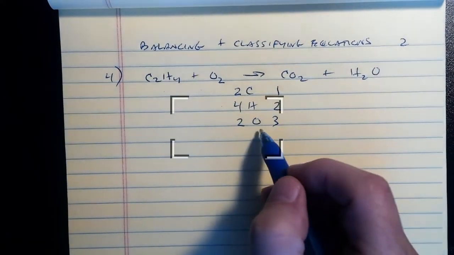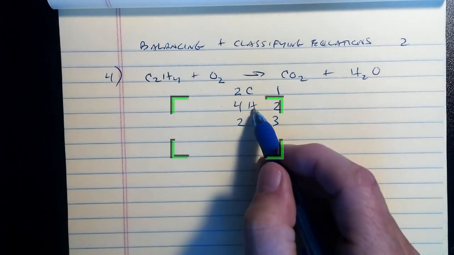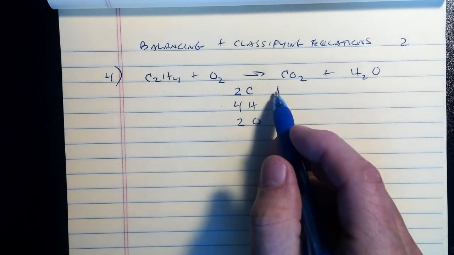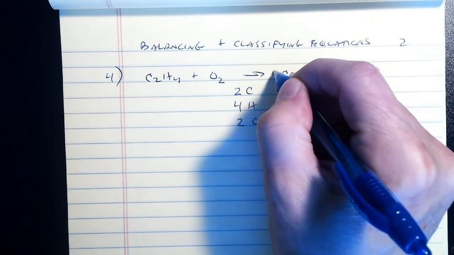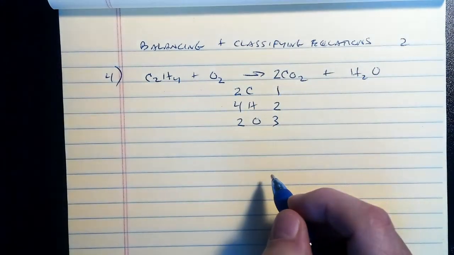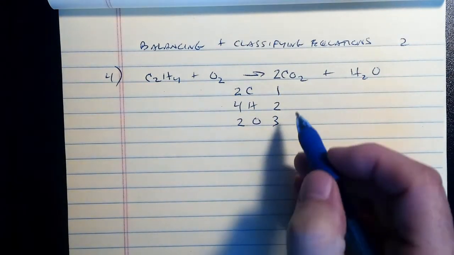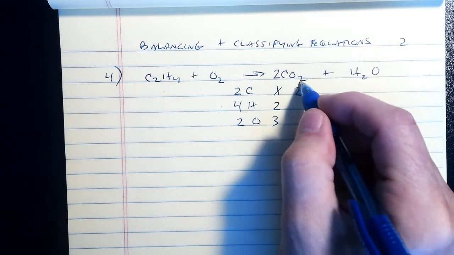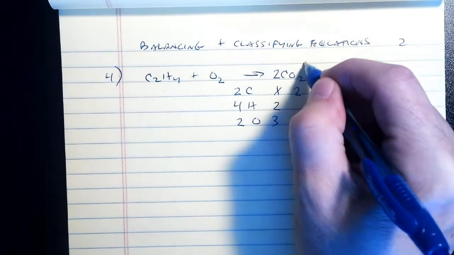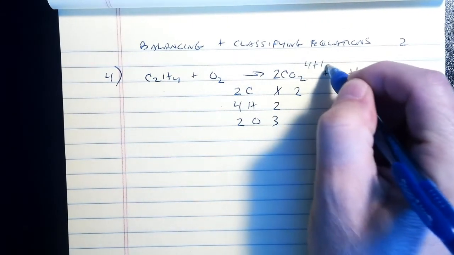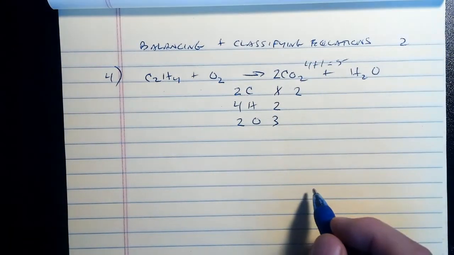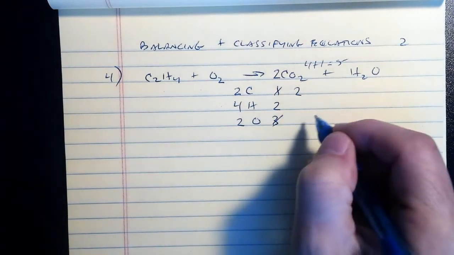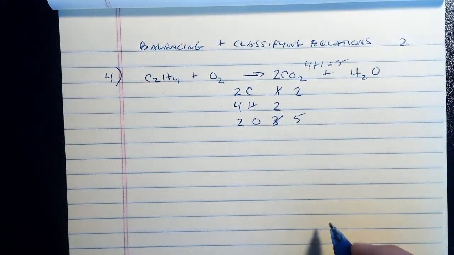So since we're saving O for last and H for next to last, we're going to do carbon. We're short on the right, so we insert a 2 as a coefficient in front of CO2, and then we're going to remultiply. 2 times 1 carbon is now going to be 2. 2 times 2 oxygens will be 4, plus that 1 on the right is equal to 5. So we'll cross out that and put a 5 here.